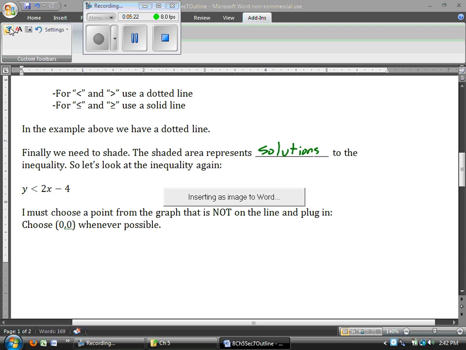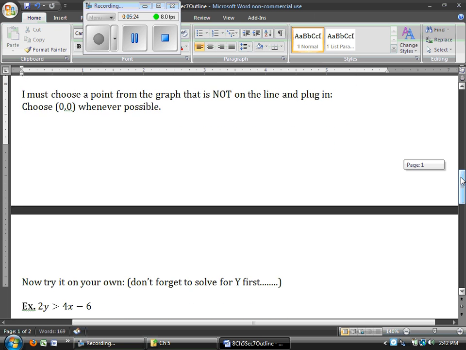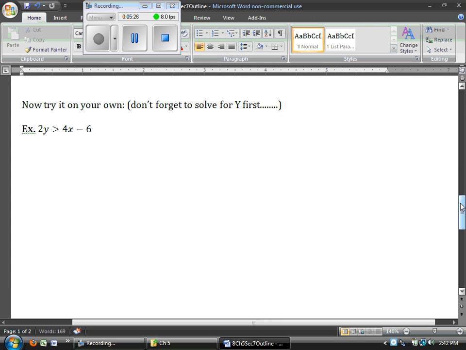Okay, so see if you can try it on your own. Remember, we need to solve for y first, so you're going to have to divide by 2. So this is the part in the lecture where you're going to want to pause the screen, try it out, come back, and we'll solve it together. Pause now, please. Go.